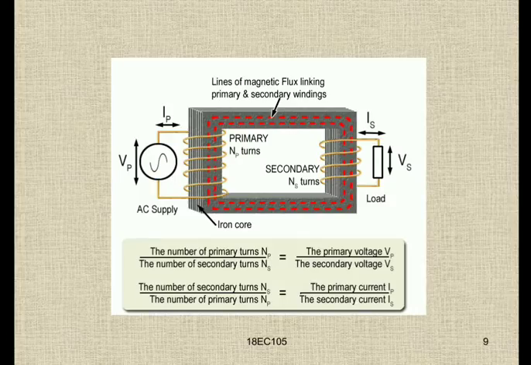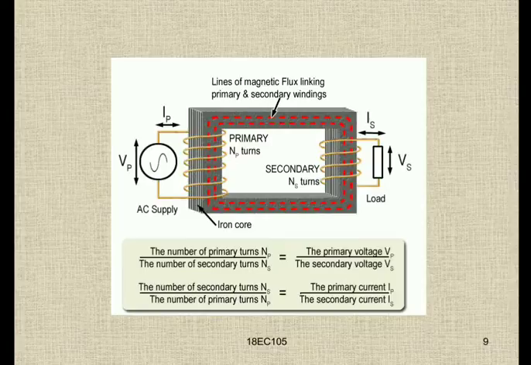Then this is a normal transformer having UI laminations, wherein the primary is on one arm and the secondary is on the other arm. The primary voltage is indicated with VP, then the secondary is denoted as VS. Similarly, the currents are IP and IS respectively, and the turns are NP and NS.